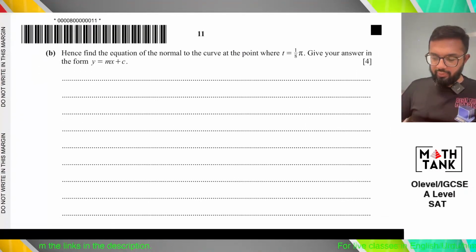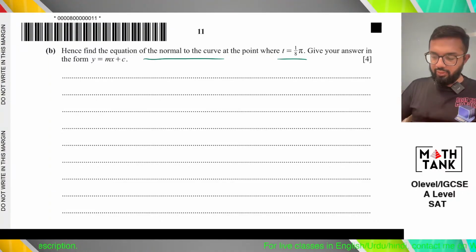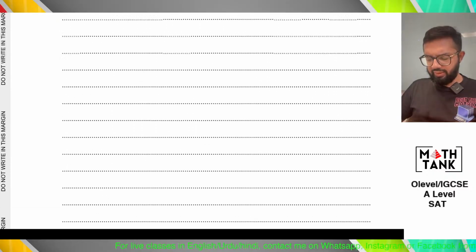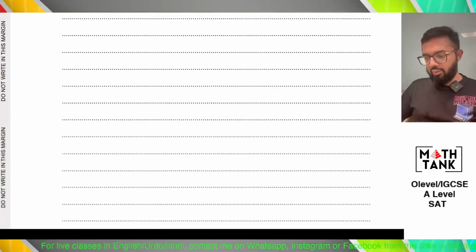Okay, that's proven. Find the equation of the normal to the curve at the point where t equals pi over 8, giving an answer in the form y equals mx plus c. So that's an easy question. Paper is easy.